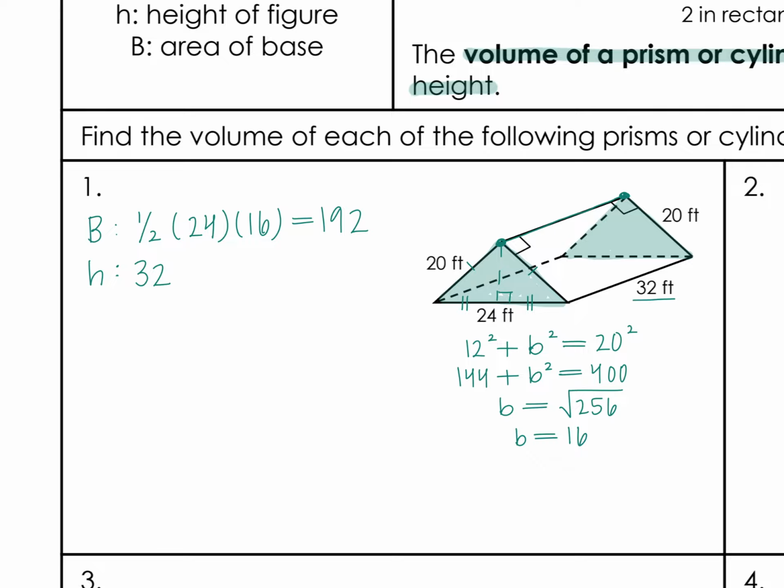Now I have everything I need, so I'm going to just plug in for my volume. And we're going to take our area of the base, that 192, times 32. And when you multiply those two together, you should get 6,144. And we're going to have units cubed.